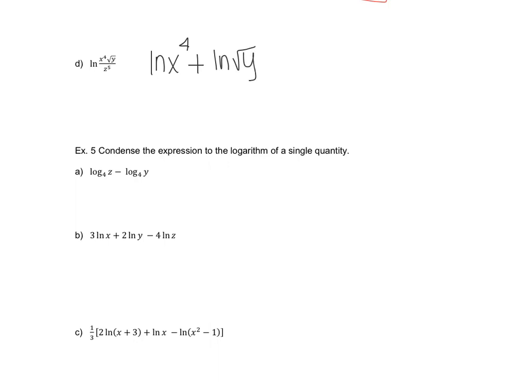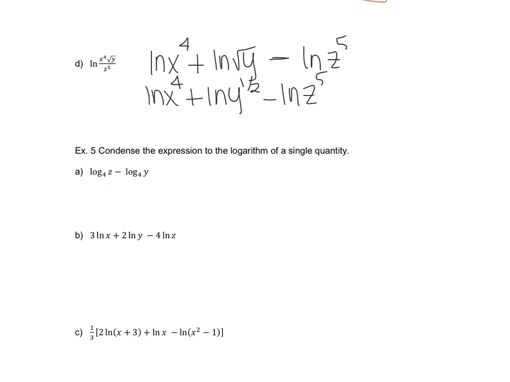And then because the z to the 5th is in the bottom, I'm going to go ahead and write minus ln z to the 5th. Now notice all of them have exponents except for my square root. So what I'm going to try to do is rewrite this as an exponent instead of a square root. How you rewrite the square root as an exponent is y to the 1/2 power.